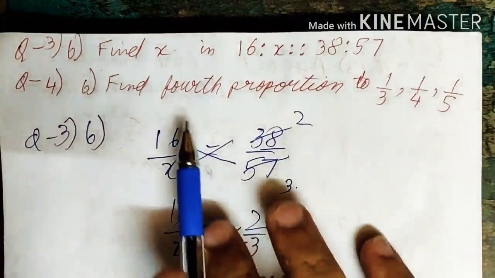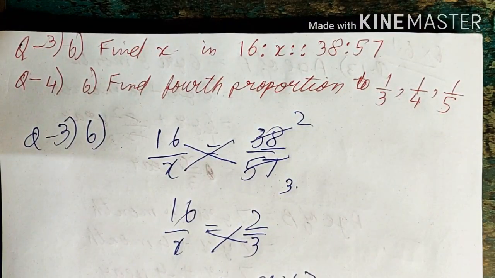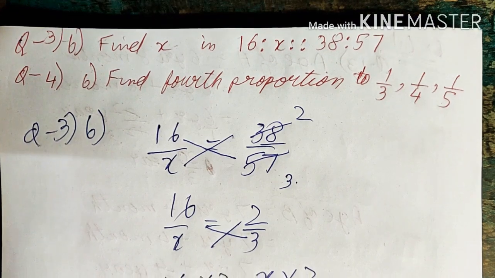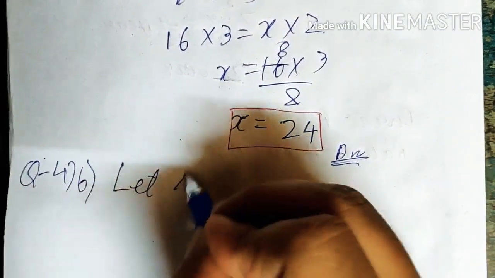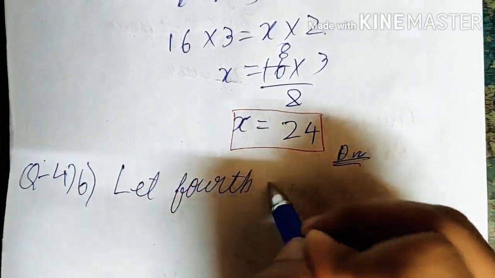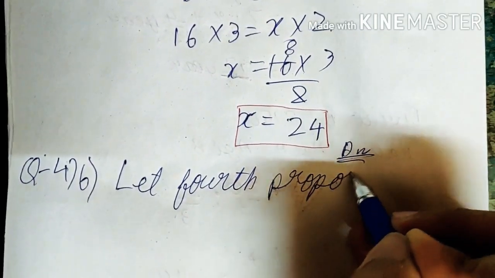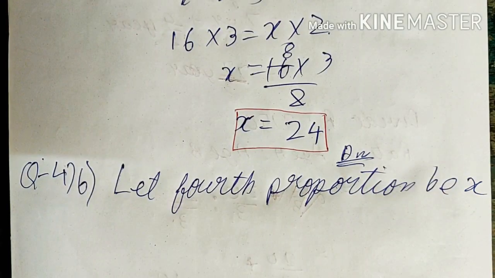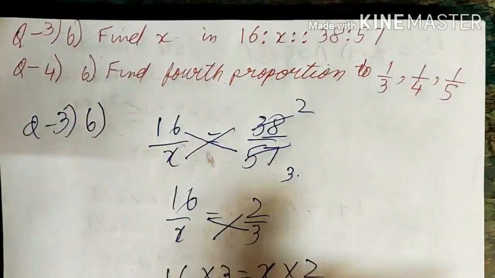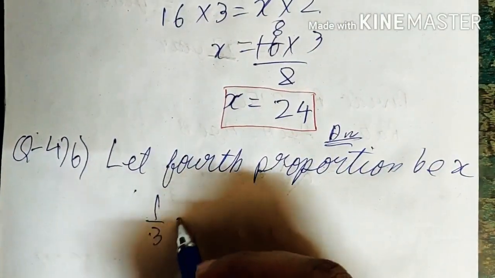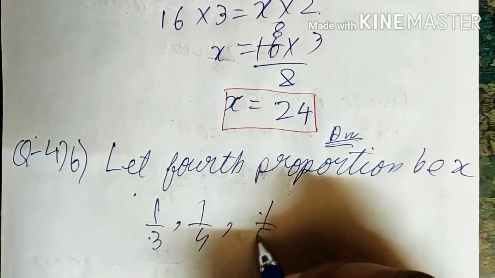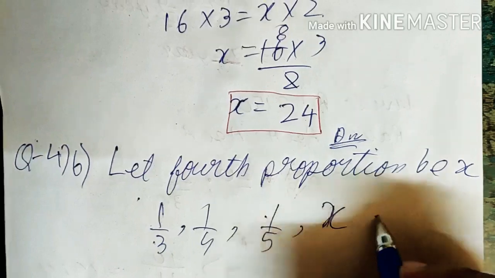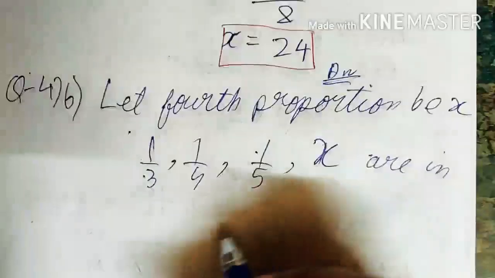So next question here is find the fourth proportion to 1 upon 3, 1 upon 4, 1 upon 5, and the fourth proportion is missing. So what we will do, let the fourth proportion be x. We have let the fourth proportion as x, where the first was 1 upon 3, 1 upon 4, 1 upon 5, and x are in proportion.